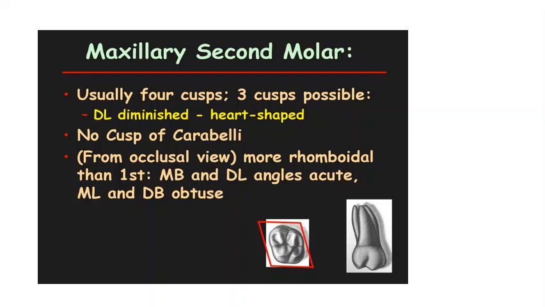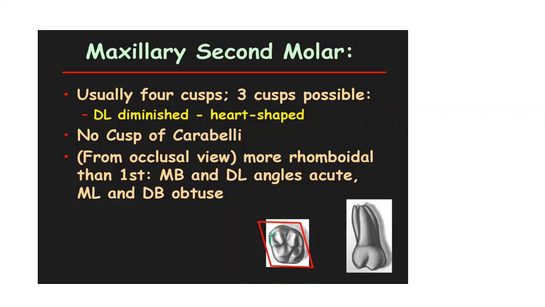On the occlusal surface, two shapes are observed in the maxillary second molar, that is the rhomboidal shape and the heart-shaped. You can see this shape is rhomboidal with sharp line angles like this, mesiobuccal, and the distolingual line angles are acute. This is the mesial surface, this is the mesial surface, and this is the buccal surface.